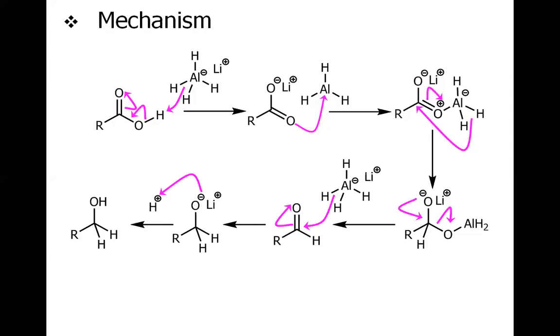In fact, we have to use at least two equivalents, as we have shown. The first equivalent served here and the second equivalent served here. But if we use three equivalents, it's okay, because the first equivalent will serve here and the second equivalent, as we discussed, may also attack here to give this intermediate, and then the third equivalent will attack here. So at least two equivalents are used, and we may also use three equivalents for good measure.